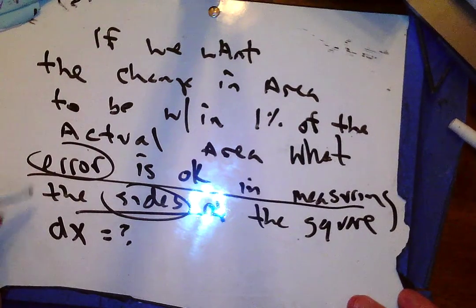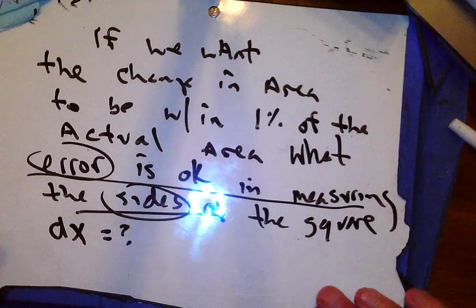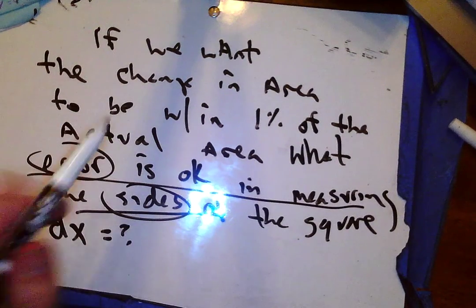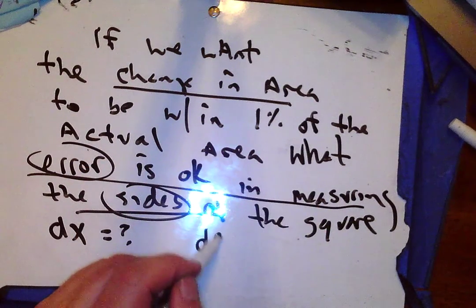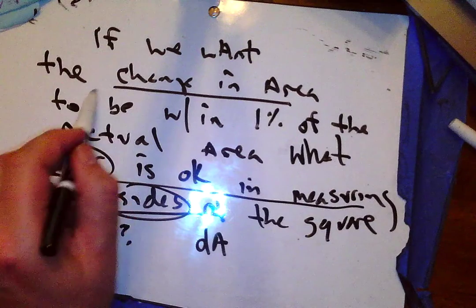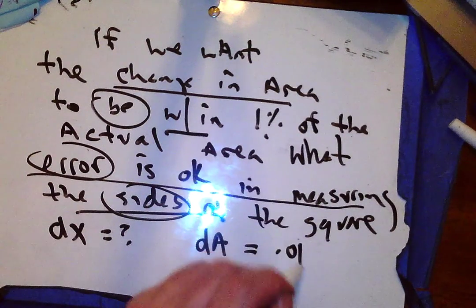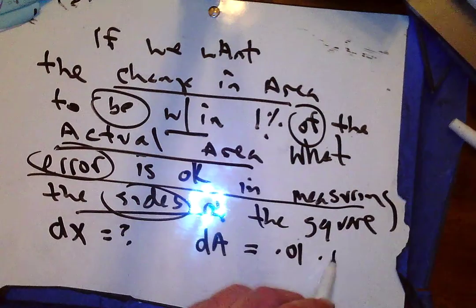Do we want to say, and is this the same problem where we're talking about, no, we actually don't need to worry about it. Okay, I was looking to see if I needed to know side length, and I don't need to know side length here. I'm looking for dx, and the change in area, dA, must be within 1%, 0.01, times the actual area, A.